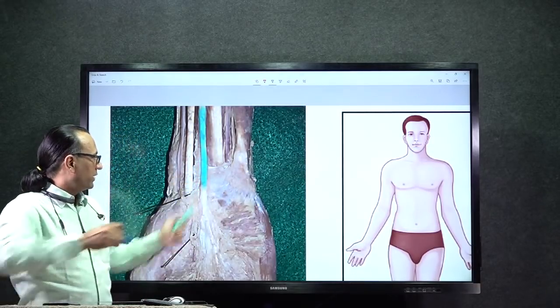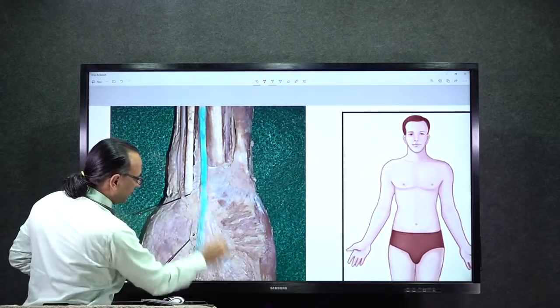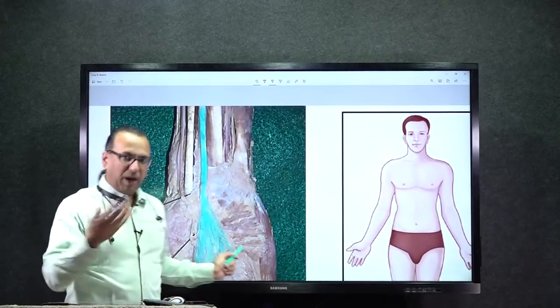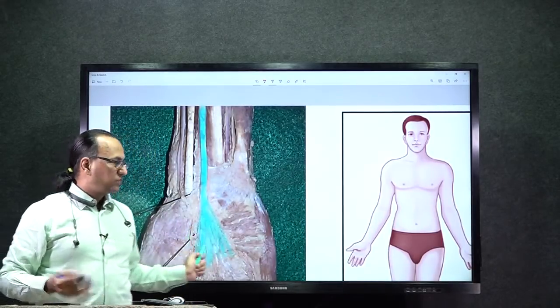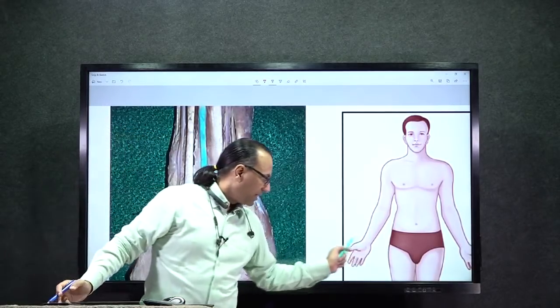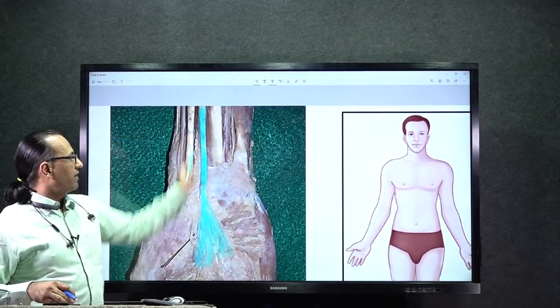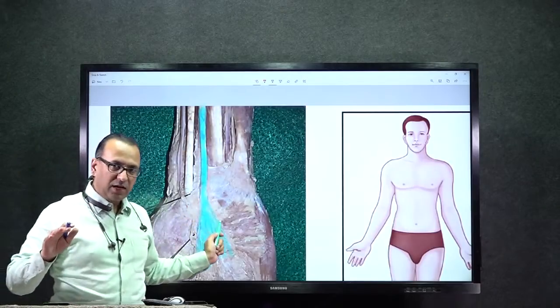Okay, then what is this tendon here? What is it doing? It is forming the palmar aponeurosis. Who is forming the palmar aponeurosis? That is the tendon of palmaris longus. So this is the tendon of palmaris longus? Yes, I identified a tendon.